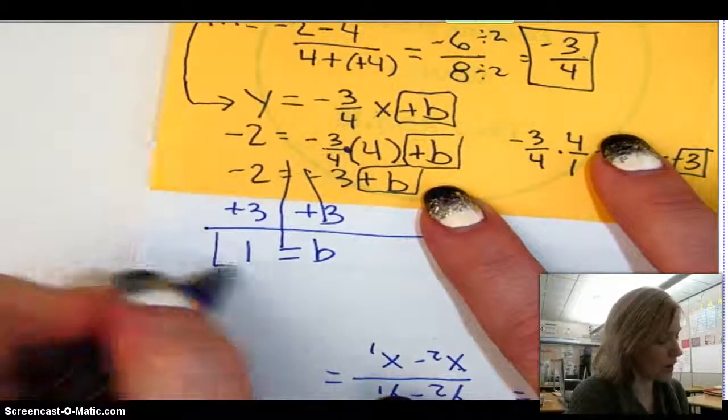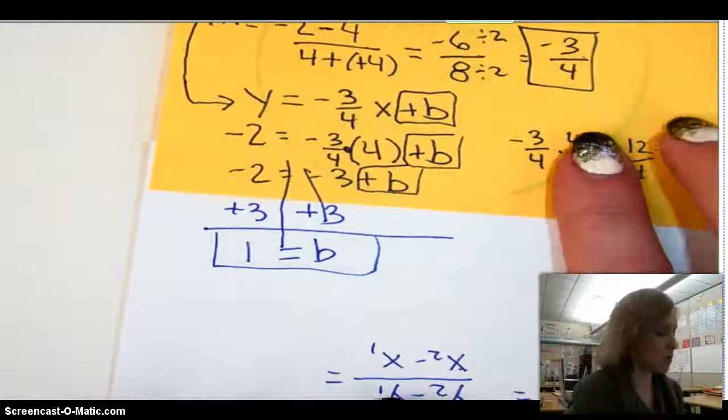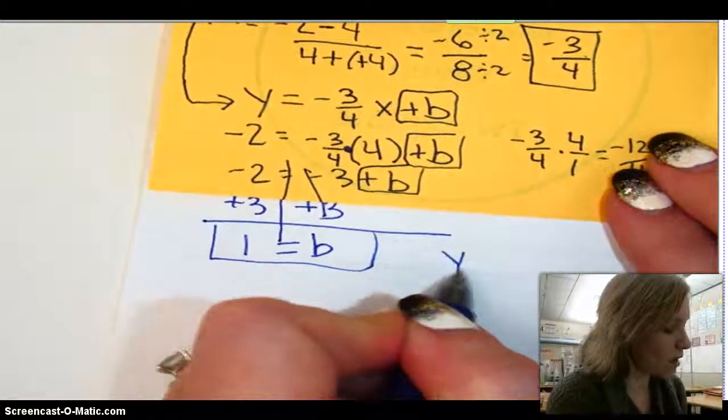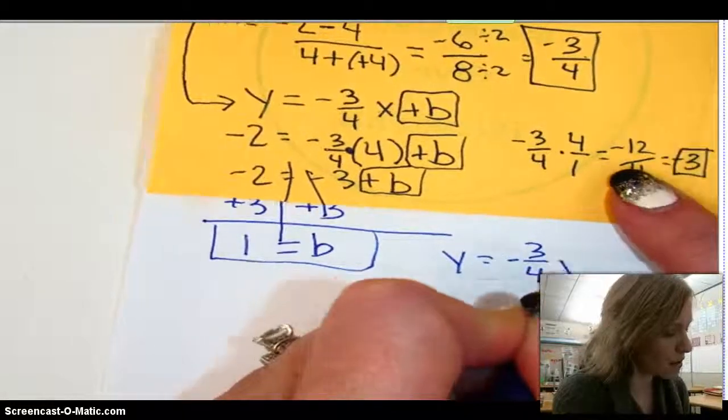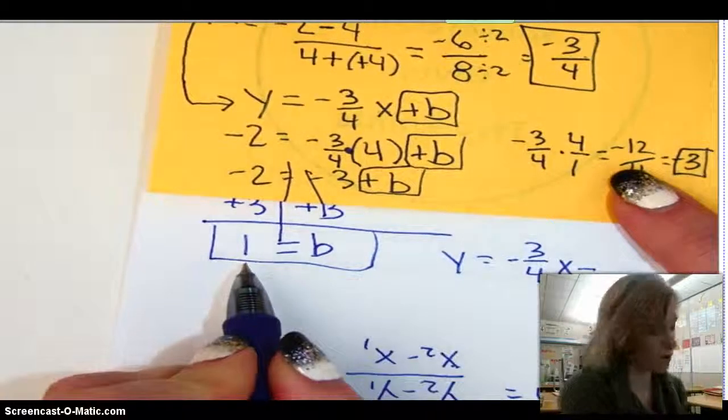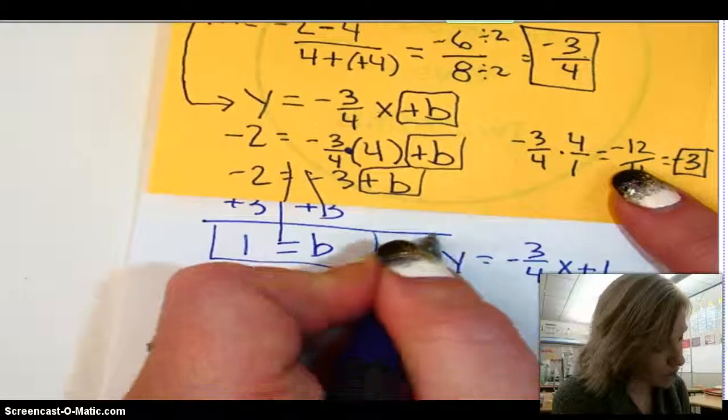So now we know our b and we know our slope. We can write our equation. y equals our m, our slope, which is -3/4, x plus whatever our y-intercept is, plus 1. And there is our equation.